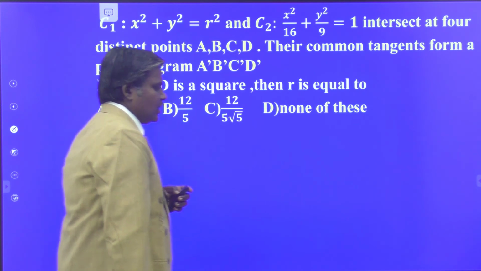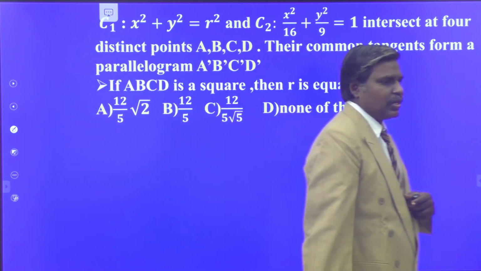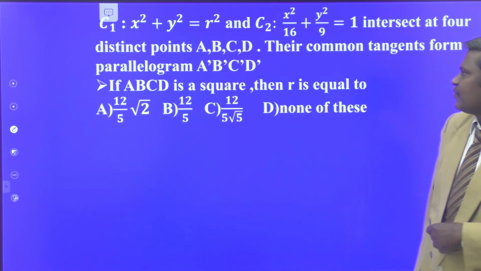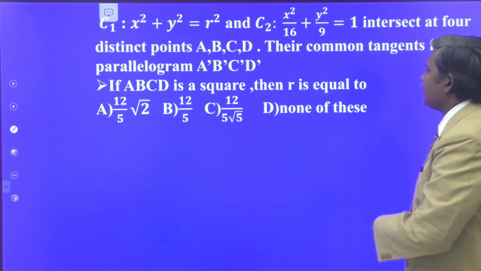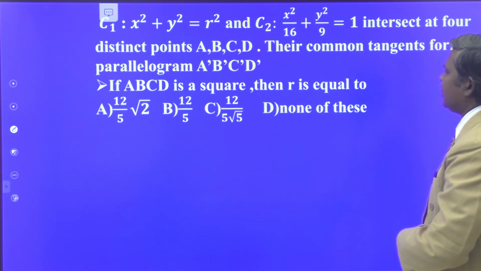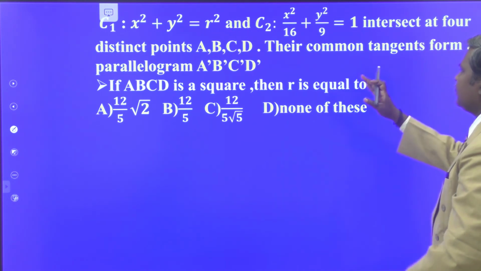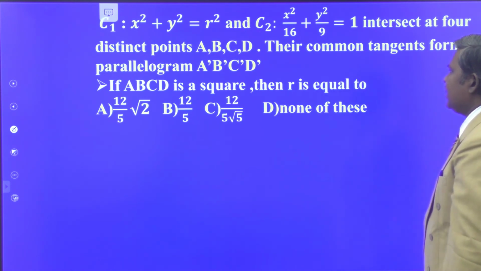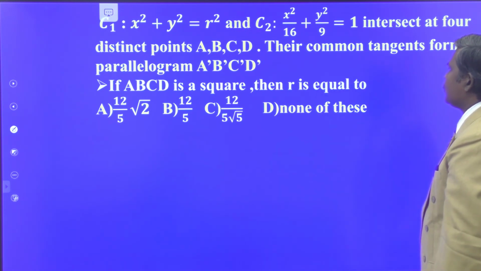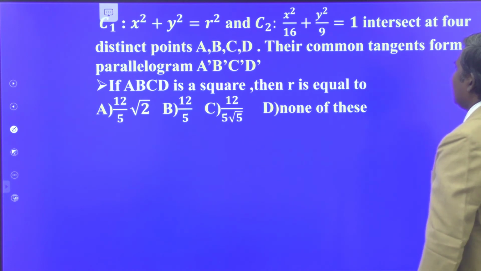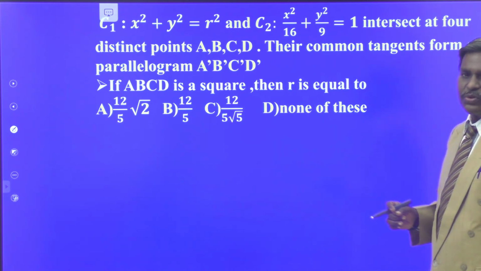See this one, this is the next paragraph which is also related to the chapter ellipse. From reading the paragraph itself, you have to do some of the problems related to that one. Read that one. C1 is the circle, x square plus y square is equals to r square, and C2 is another curve, that is ellipse.